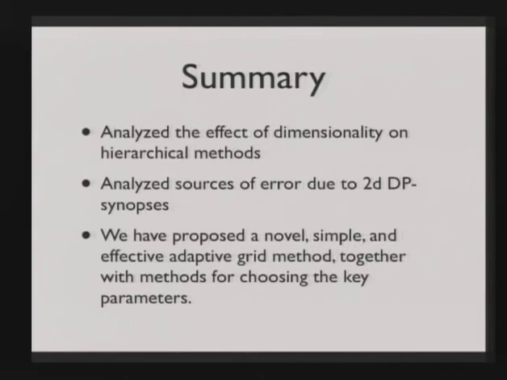Let me just summarize what I've presented before I take any questions you might have. In my talk, I've tried to analyze the effect of dimensionality on hierarchical methods, and how this relates to geospatial data publishing of two-dimensional data sets. We've tried to analyze sources of error in two-dimensional differentially private data publishing, or releasing a synopsis of the data set. We've identified the noise error and the non-uniformity error as the errors that contribute most towards the errors in data analysis. We've proposed very simple methods, the adaptive grid method and the uniform grid method, that seem to be performing better than most hierarchical approaches. And this is basically all I have. I'll be happy to answer any questions.